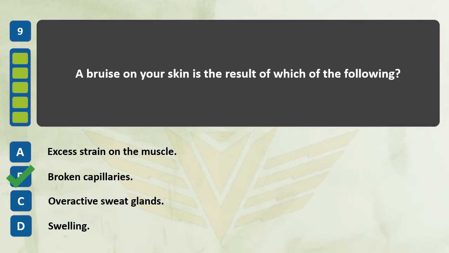Answer: B. A bruise on your skin may cause a bit of swelling, choice D, but the bruise is not related to your sweat glands, choice C. Excess strain on your muscles, choice A, may cause some discomfort, but that is not likely to break your capillaries. Bruising is caused by some traumatic event that breaks the capillaries. Choice B is the correct answer.